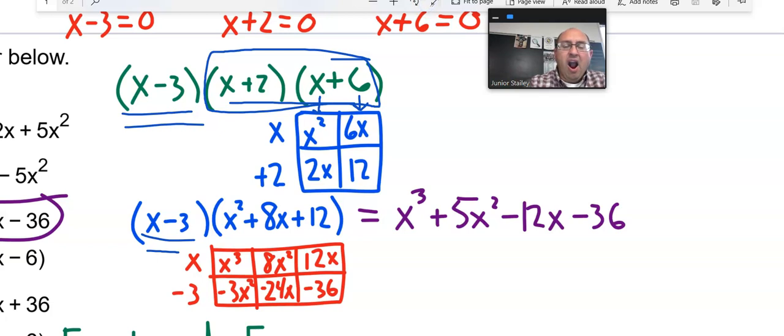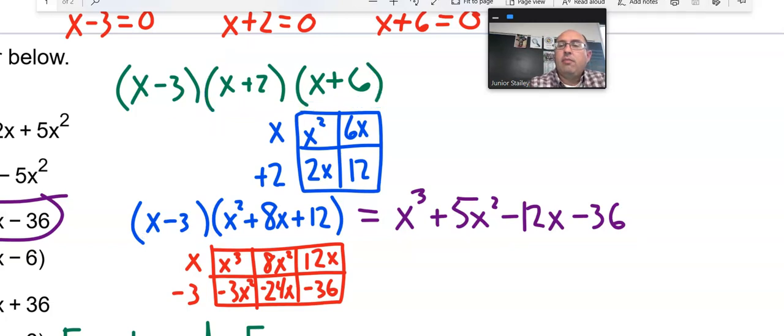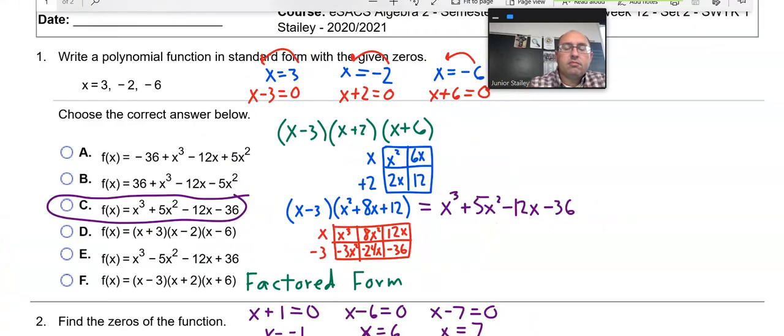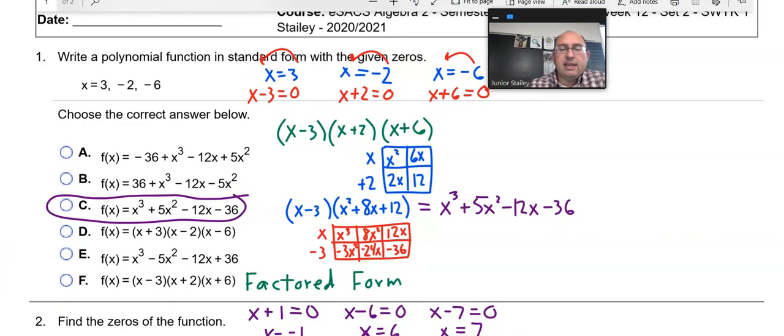Okay. So when we got it all multiplied together, we got this. Multiplied and then added like terms. That's what I ended up getting: x cubed plus 5x squared minus 12x minus 36. Now that would be letter choice C.